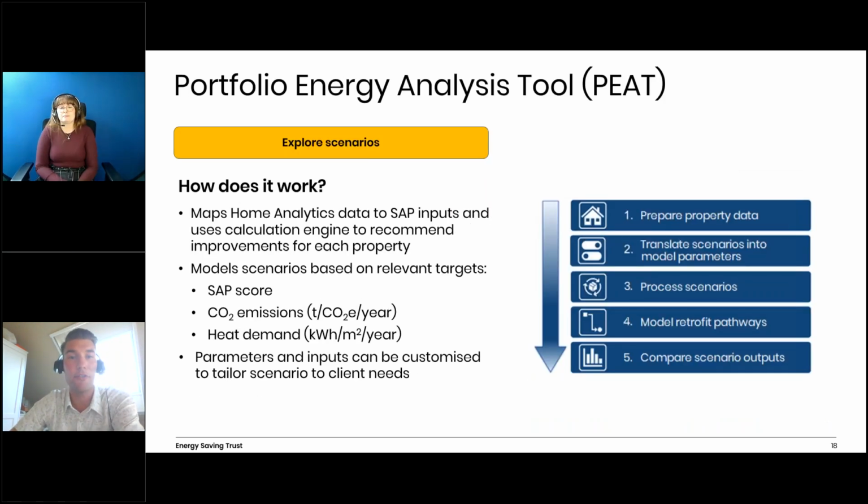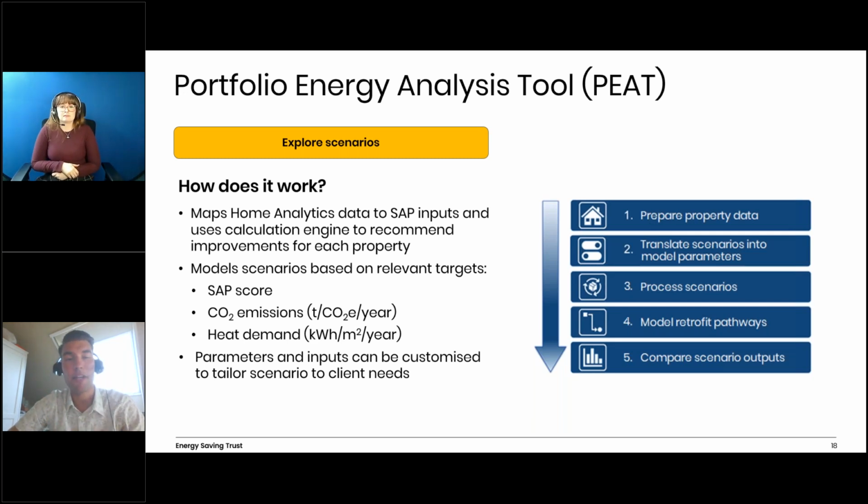And now I'll move on to PEAT. So once you have that evidence base established with Home Analytics, we then use PEAT to convert property information into standard SAP inputs, so the same types of fields that go into an EPC assessment. We then run these through our SAP-based calculation engine called the Dynamic Engine, which helps us to determine an optimal package of improvements for each property based on a set of scenario parameters.